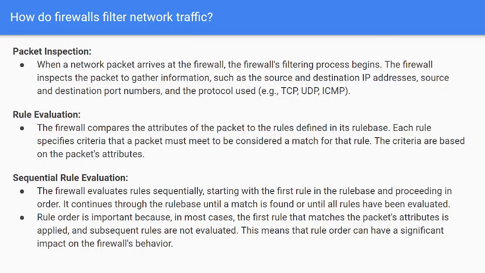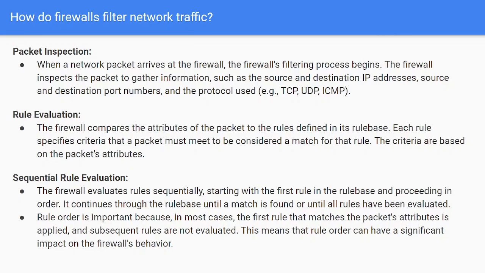So the next thing is sequential rule evaluation. The firewall evaluates rules sequentially, starting with the first rule in the rule base and proceeding in that order. So the first rule in that rule base is the first rule that it will check the packet information against, and then it will keep on evaluating.